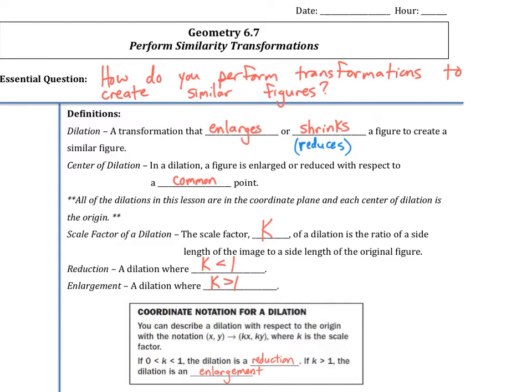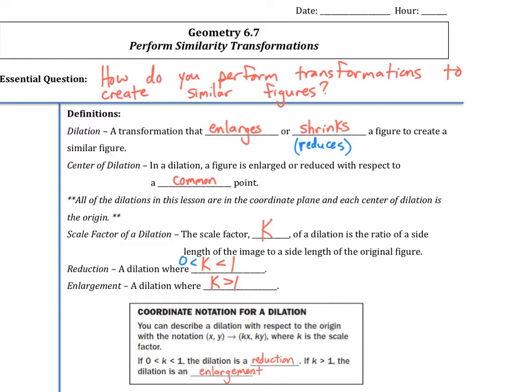And just to note that all the dilations in this lesson are in the coordinate plane, and each center of dilation is the origin. The scale factor is k, and that tells us how much bigger or smaller the shape is getting. So if k is less than 1, and I should say it's also got to be greater than 0, so if k is between 0 and 1, it's a reduction. It's going to get smaller. And if k is bigger than 1, then it's going to be an enlargement. It's going to get bigger.